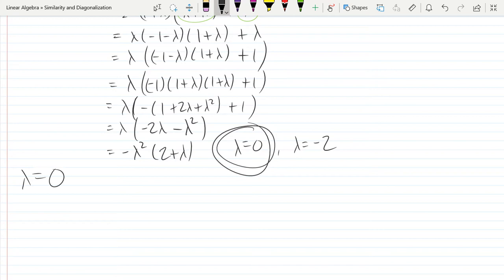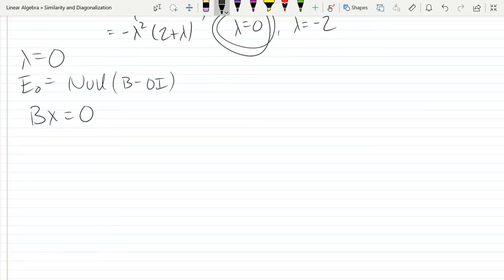So I think we've got just enough time. We'll get the eigenspace that corresponds to 0 now. So it's B minus 0 I. We're setting the equation Bx equal to 0. Now you should have felt something a little fishy about the matrix B when you wrote it down. There are rows that are multiples of other rows. I think everything's a multiple of the first row.